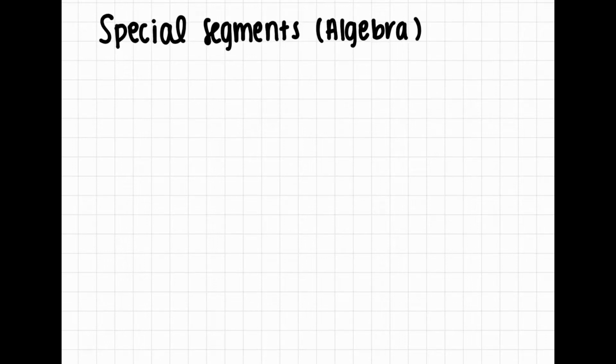Alright, so today we're going to talk about special segments like we have been. Remember, there's 4 of them: median, altitude, perpendicular bisector, and angle bisector. But we're going to introduce some algebra. We're not actually going to do all 4. We're just going to deal with perpendicular bisector and angle bisector today.